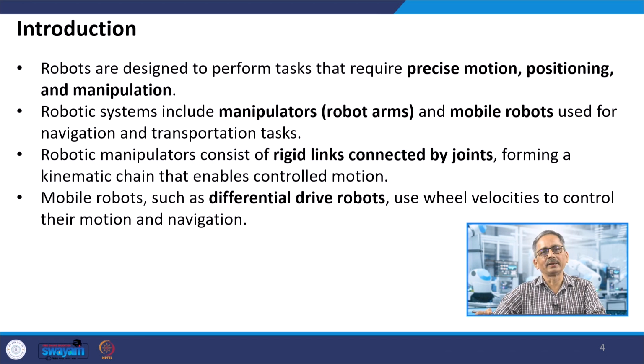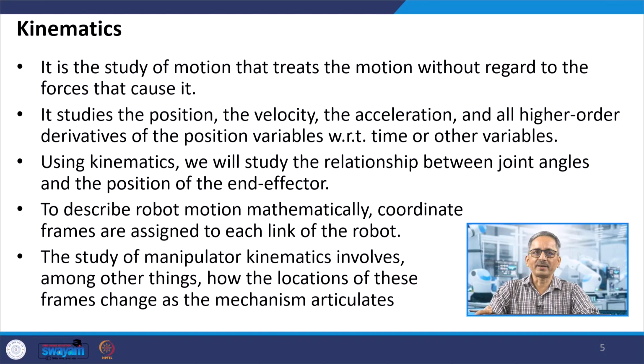Robotic manipulators consist essentially of rigid links, and these rigid links are connected by joints, and in turn they form a kinematic chain that enables controlled motion. Likewise, a mobile robot such as a differential drive robot uses wheel velocities to control its motion and navigation. Now, the study which we are going to do today is about kinematics, okay.